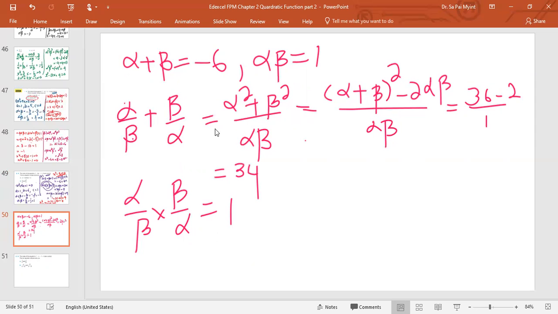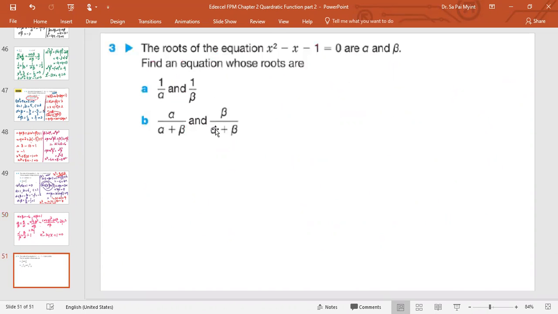So what do you get? The required equation is x squared minus sum of the roots, 34x, plus product of the roots, 1, equal to 0. This is the required solution. Okay, now number 3.